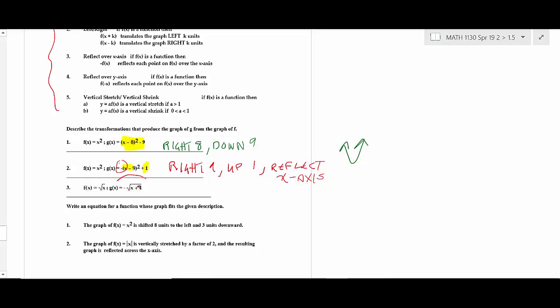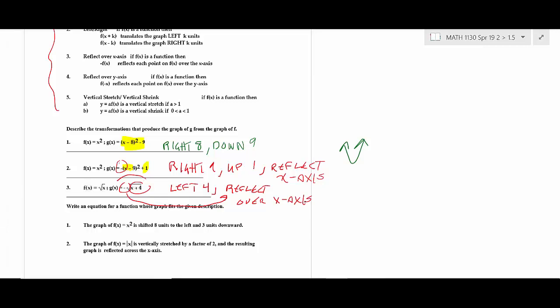Okay, and then the next one, what does the x plus 4 do? Okay, left 4. And what does the minus do? Same thing as last problem. That's going to be reflect over the x-axis, like that. So that's the way that you want to make sure that you can look at a function and tell what all the different transformations are.